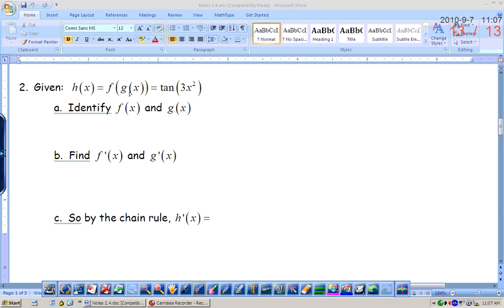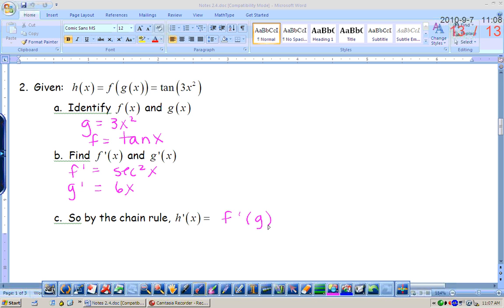F of g of x. G is kind of considered your inner function, or what's in parentheses. So what does your gut instinct tell you that g could be? 3x squared. Good. And f is the outer function, tan x. Good. All right, f prime is secant squared x. G prime is 6x.